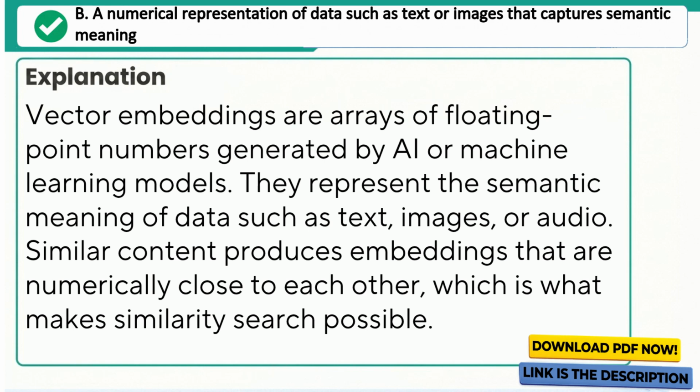Explanation. Vector embeddings are arrays of floating-point numbers generated by AI or machine learning models. They represent the semantic meaning of data such as text, images, or audio. Similar content produces embeddings that are numerically close to each other, which is what makes similarity search possible.